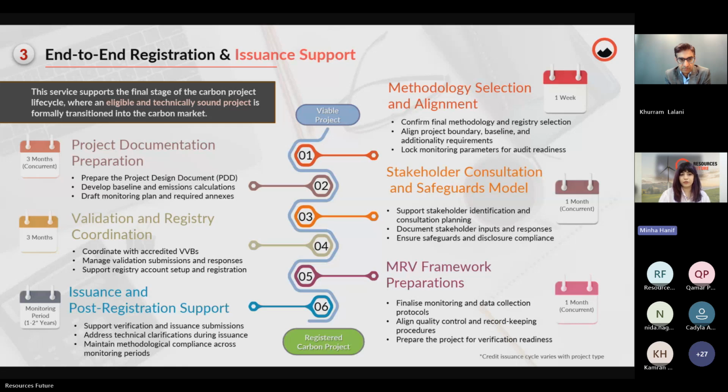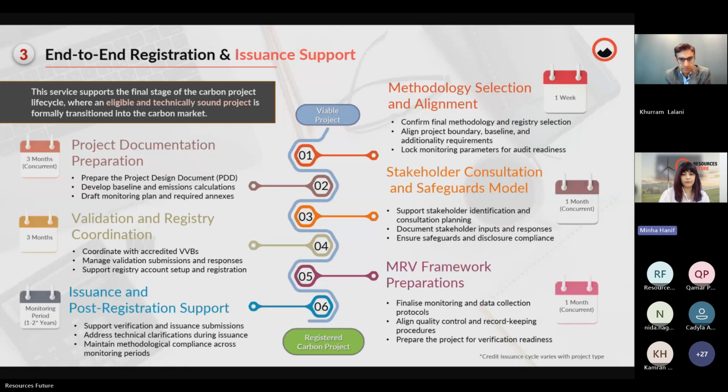We handle all of your project documentation, your methodology selection and alignment. There is a stakeholder consultation and safeguards model. This is something that is a given with any carbon registry or methodology. You must do a stakeholder consultation. Then validation and registry coordination. We handle all VVB interactions on your behalf. We complete the validation package on your behalf.